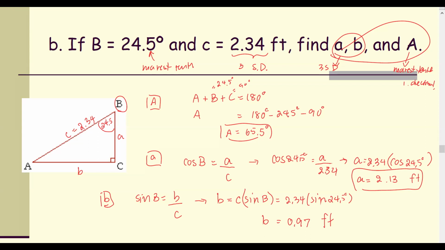If we consider the significant digits, we should leave it as 3 significant digits. It should be 0.97038. So we do the 3 significant digits, starting from the non-zero digit from left to right, so we add another 0 to consider 3 significant digits.